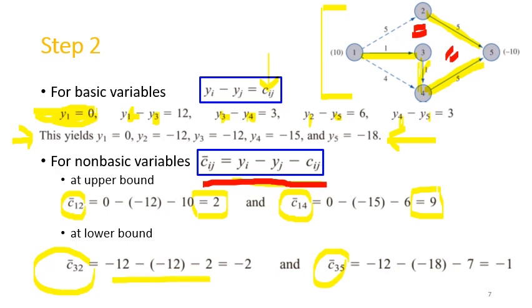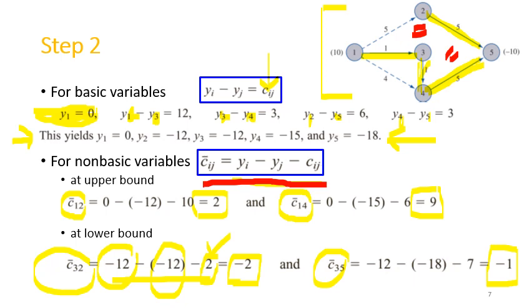So for example, c hat 32 equals y3, which is minus 12, minus y2, which is minus 12 as well, and then minus c32 that you can see from the very first graph in the problem, the cost of flowing 1 unit of flow from 3 to 2. And then the result is already less than or equal to 0. It's the same thing for c hat 35. It means that for both non-basic variables at lower bound, it's already okay.